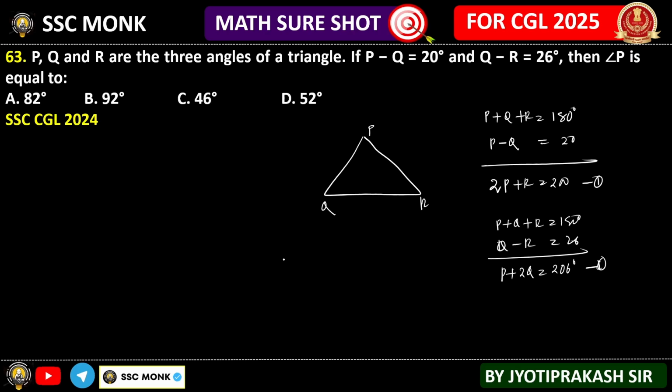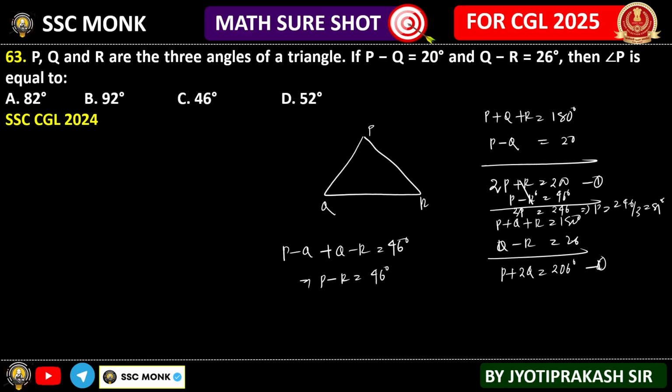And if I add both, P minus Q plus Q minus R is equal to 20 plus 26, 46 degree, or I can write P minus R is equal to 46 degree. So if I put P minus R is equal to 46 degree over here and add both, 3P is equal to 246. So P value is equal to 246 by 3, that is equal to 82 degree. So what is the value of P?